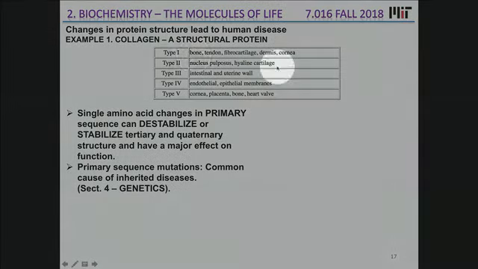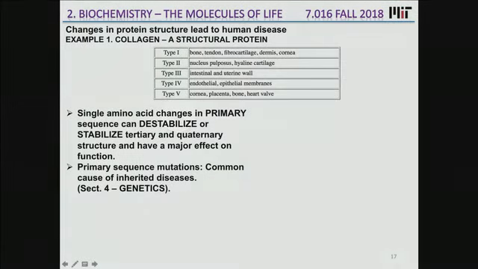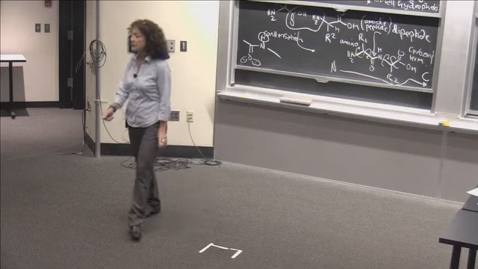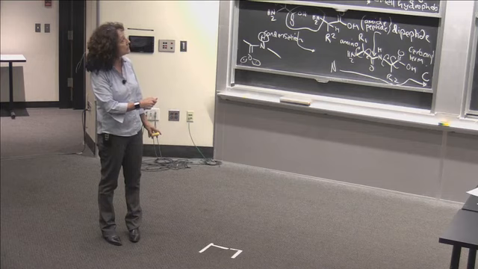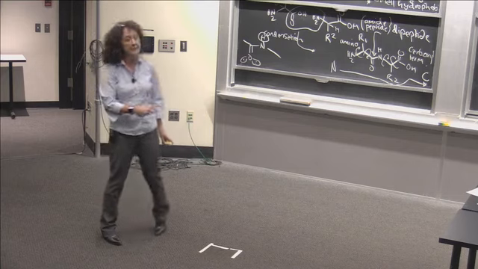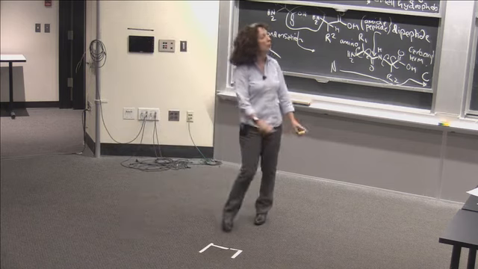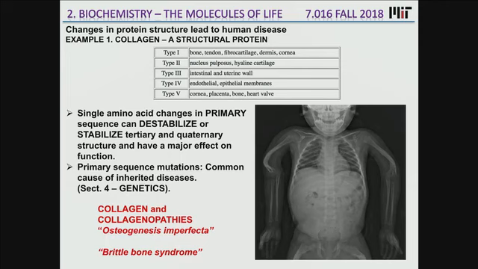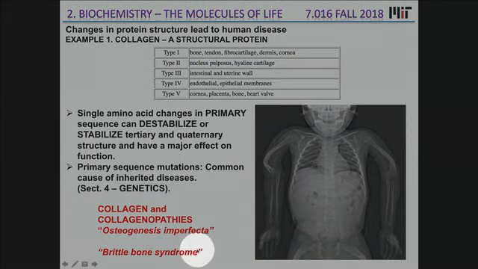And what I'm going to show you is that a single amino acid change in the primary sequence of collagen can destabilize the structure, so it is no longer viable. The disease type I'm going to talk to you about is a set of diseases known as collagenopathies, and the particular one is called osteogenesis imperfecta. Osteo always refers to bone because collagen plays a critical role in the structure of bone. Bone isn't just bone, it's collagen involved in it. And this disease is also called brittle bone syndrome.